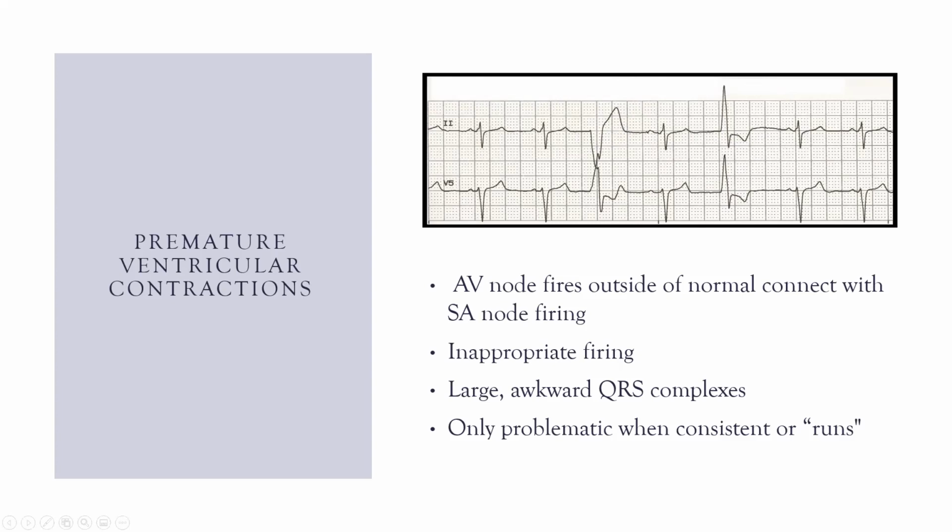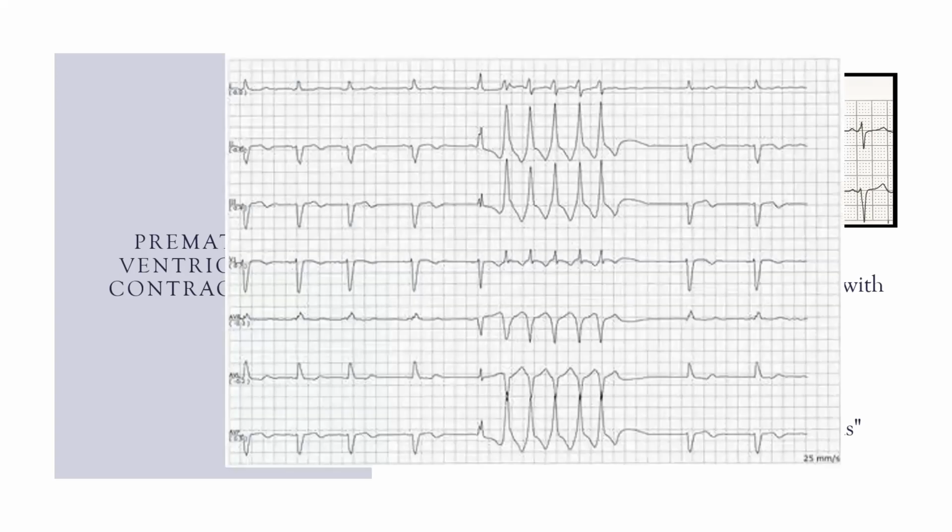So again, these AV nodes fire outside of the normal connection with the SA node. It's a very inappropriate firing, again, very large and awkward QRS complexes. And these only become problematic if we have runs of PVCs. When we have 6 or more beats of PVCs, that is called runs of VTAC. So again, not necessarily a problem.